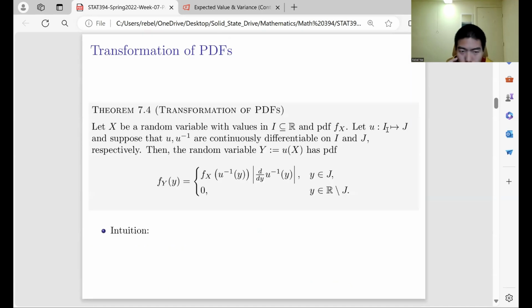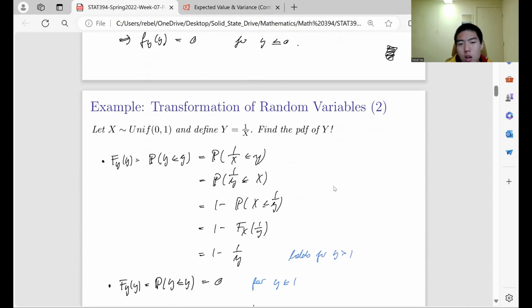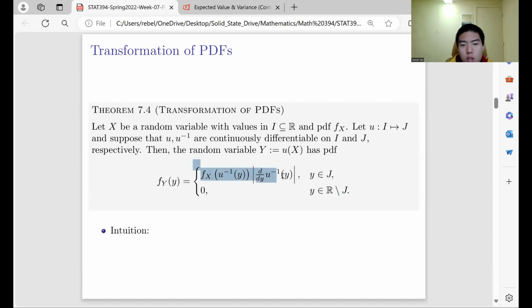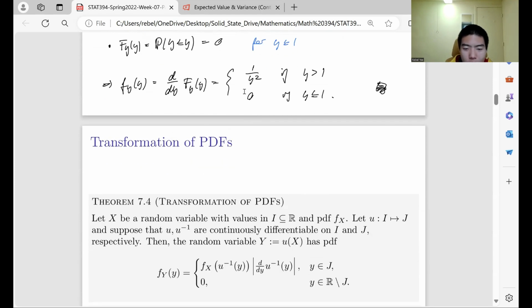U is defined from I to J, and U and U inverse are both continuously differentiable on I and J. So the new random variable is a transformation of the original random variable. Its PDF is 0 if y is not in J, like in the last example, where it's smaller than 1. Otherwise, it takes this form. Is this form just as we computed in the last question? This is a very good question to ask.